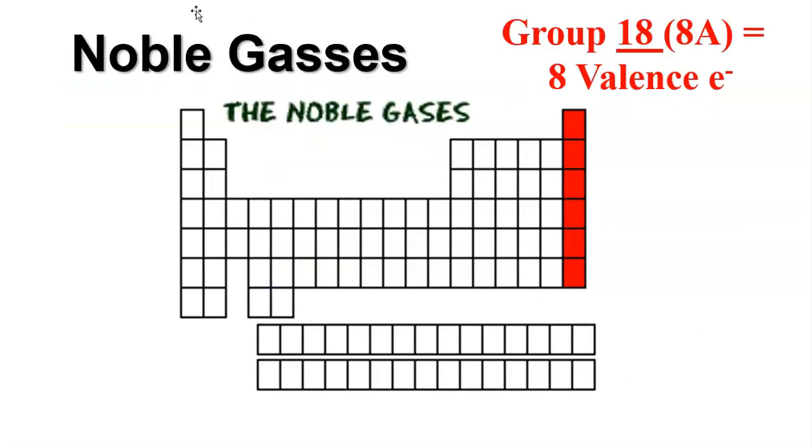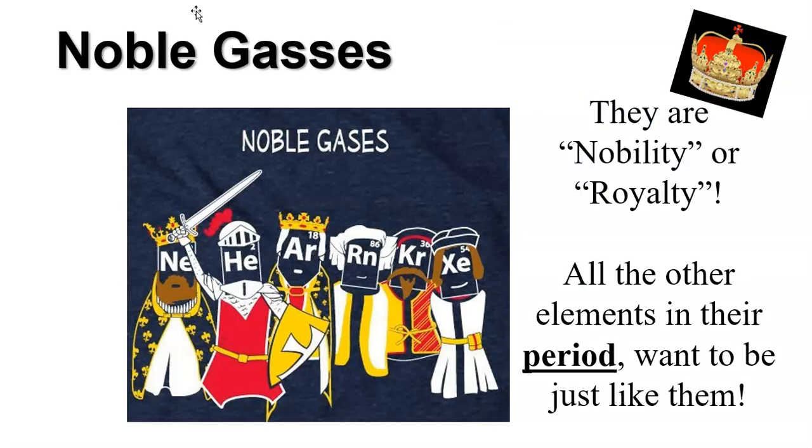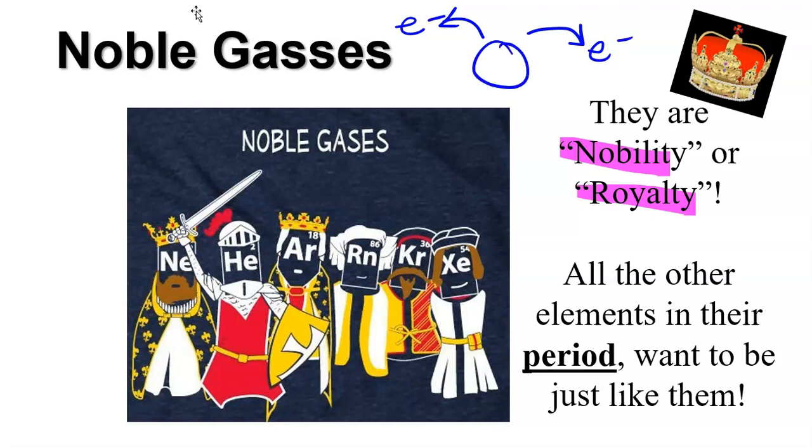So remember, your noble gases are in group 18, so they have 8 valence electrons. Your halogens right here are in group 17, and they have 7 valence electrons. Group 16 has 6, 15 has 5, and so on, okay? So think of your noble gases, again, their nobility or royalty. Everybody wants to be like them, okay? Everybody wants to have 8 valence electrons. So they're going to do anything they can. They're either going to lose electrons or they're going to gain electrons to become a full valence shell.